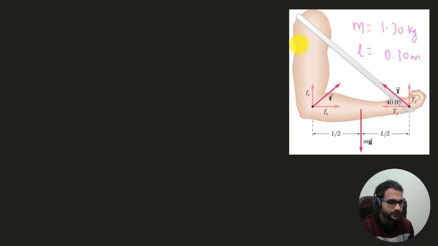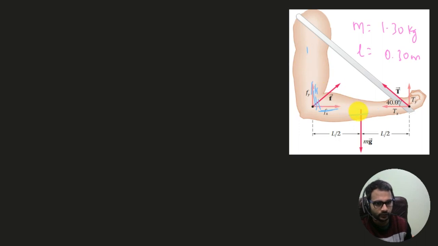Now our task is to find two things. First, the tension T in the cord, and second, the horizontal and vertical components of the force F exerted by the humerus. What is the humerus? The humerus is the bone of the upper arm. Here we have a bone known as the ulna. So the force exerted by this upper arm bone onto the ulna is what we need to find.